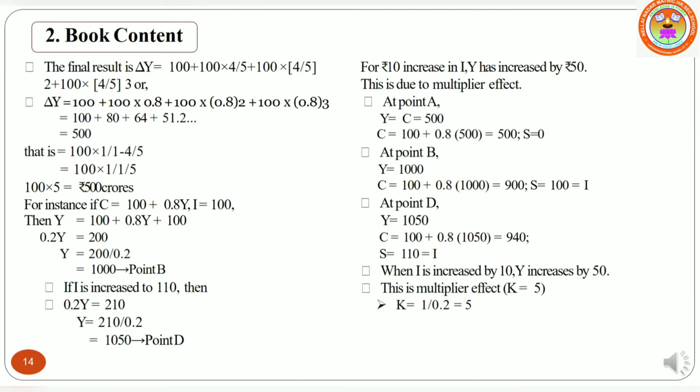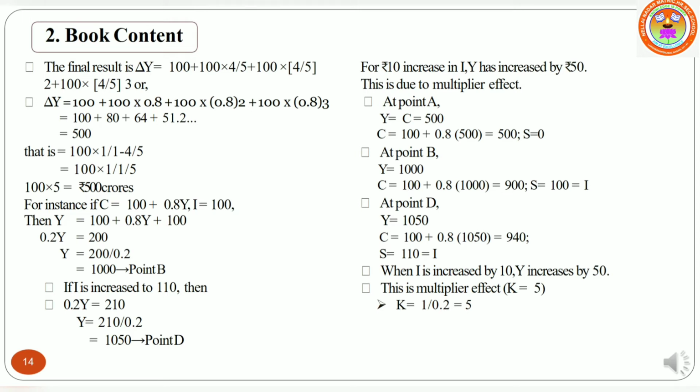That is 100 into 1 by 1 minus 4 by 5. 1 minus 4 by 5, what are we getting? 0.2.